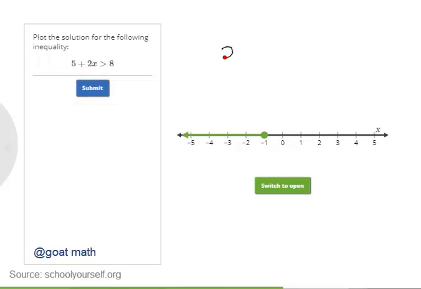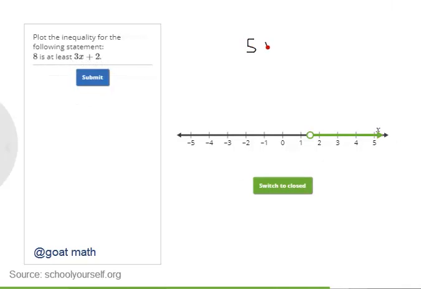Exactly. The original inequality was 2x plus 3 is less than or equal to 1. And you solved it to find that x is less than or equal to negative 1, which is this graph here. So nicely done. Try another example. Plot the solution to the inequality 5 plus 2x is greater than 8. Precisely. 5 plus 2x is greater than 8 simplifies to x is greater than 1.5, which is this graph here.